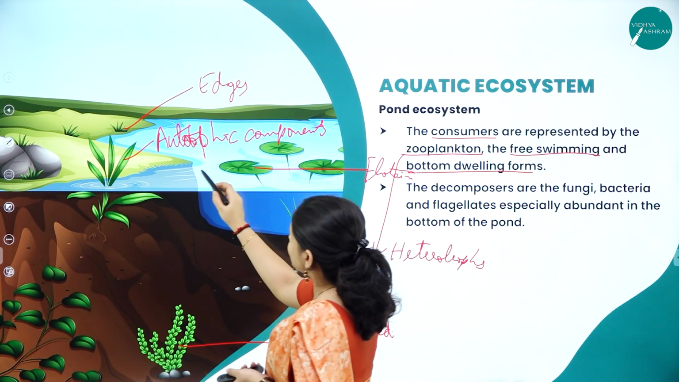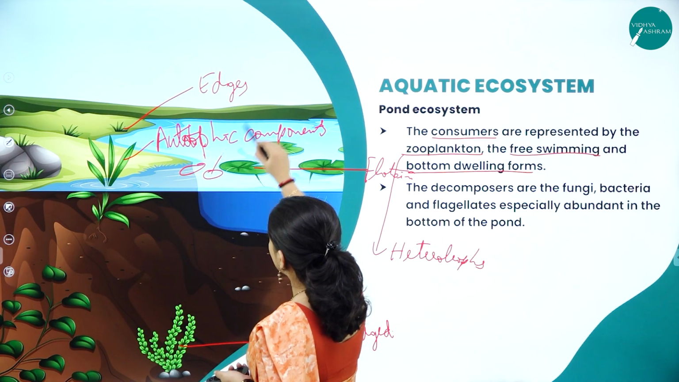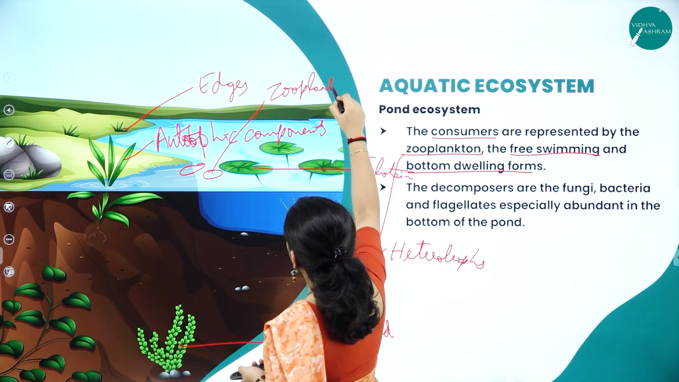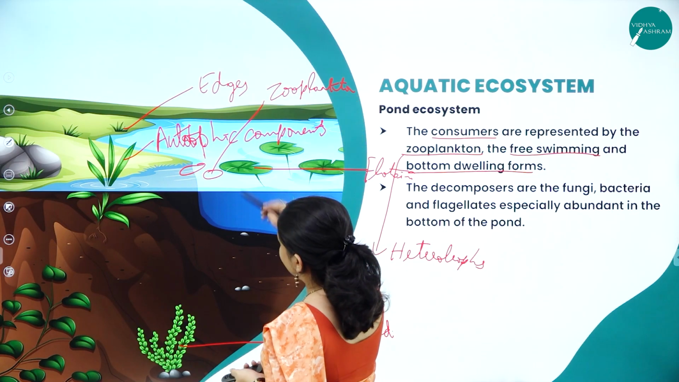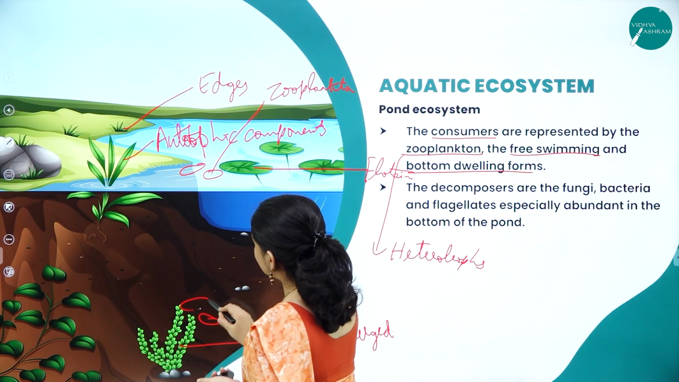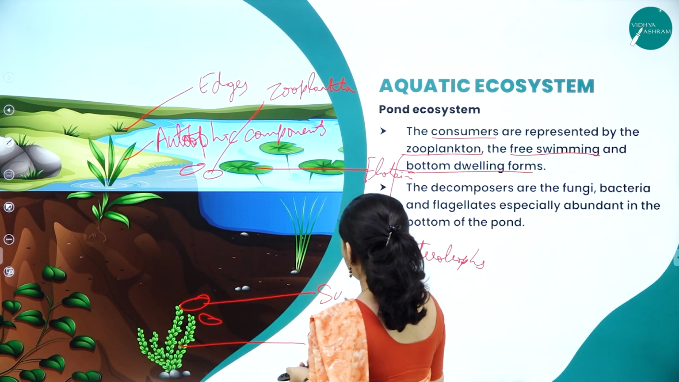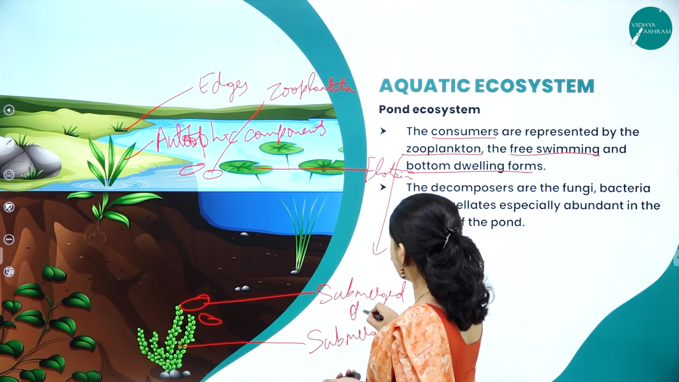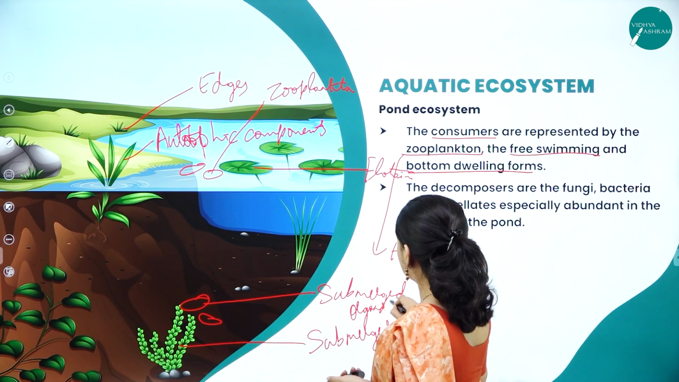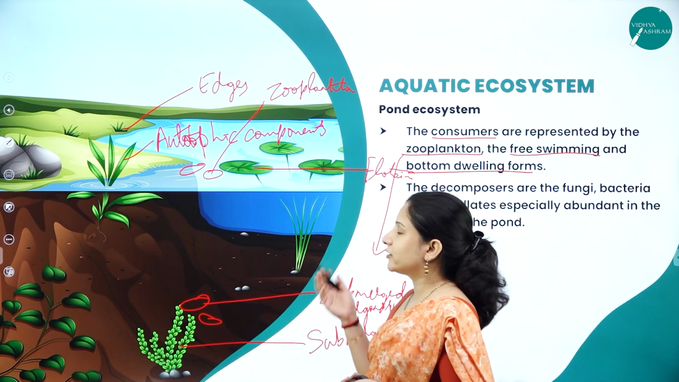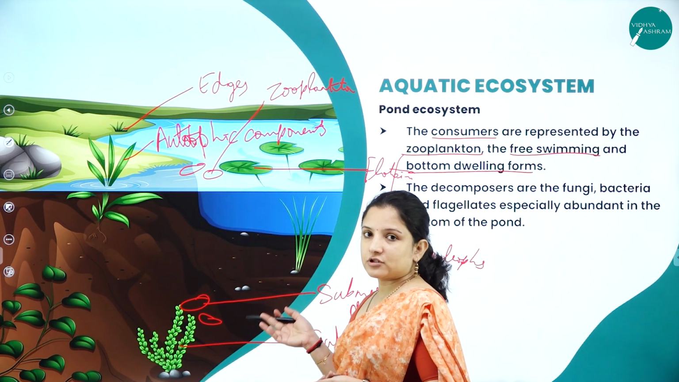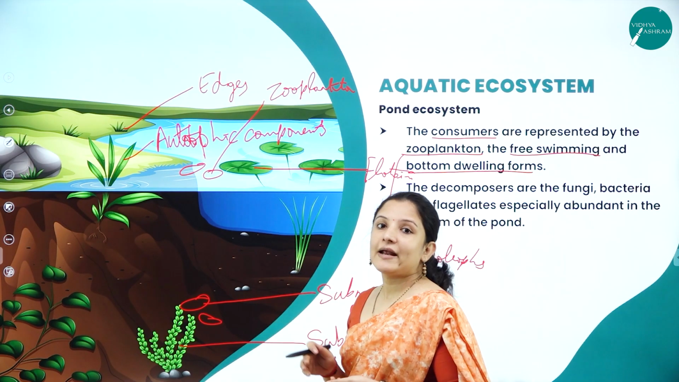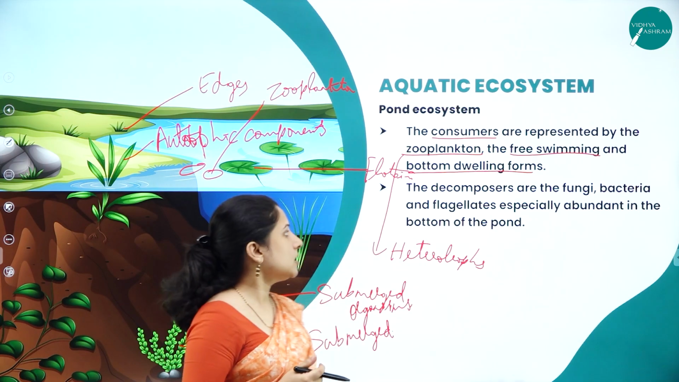So apart from this, there is the presence of zooplanktons. These are the heterotrophic components. Zooplanktons can be floating or submerged. They can be at the top of the pond, on the surface of the pond, or submerged. So these zooplanktons are heterotrophic components of the pond.